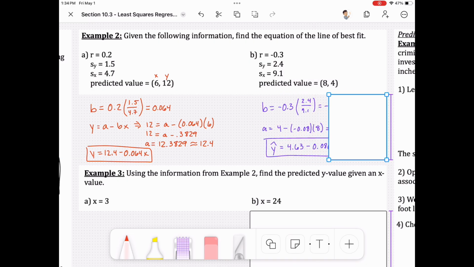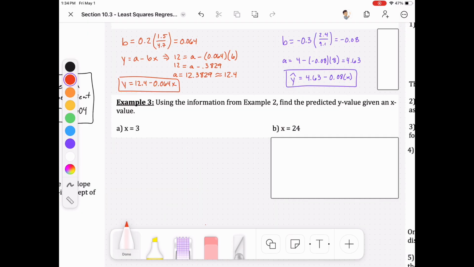Okay, and so letter B, your B value should be negative 0.08, your A value should be 4.63, and then that gives you your regression line equation. Now, they will also ask what a predicted y value would be given the x. So here, using the equation from above, if I plug in 3 into the regression line equation that I found, that allows me to find the expected value of 12.19. Now you can round to the nearest tenth or the hundredth, whatever you want.